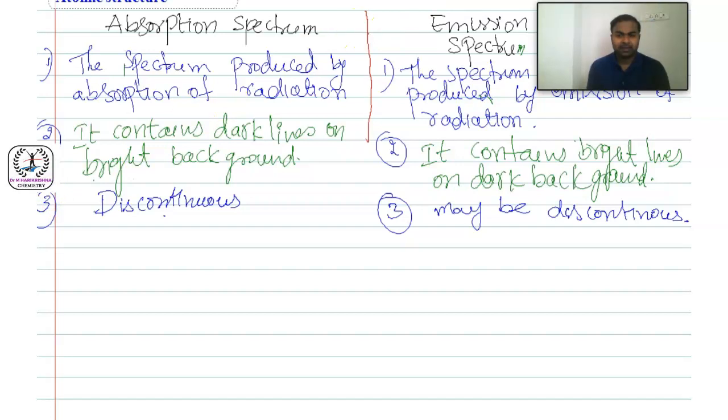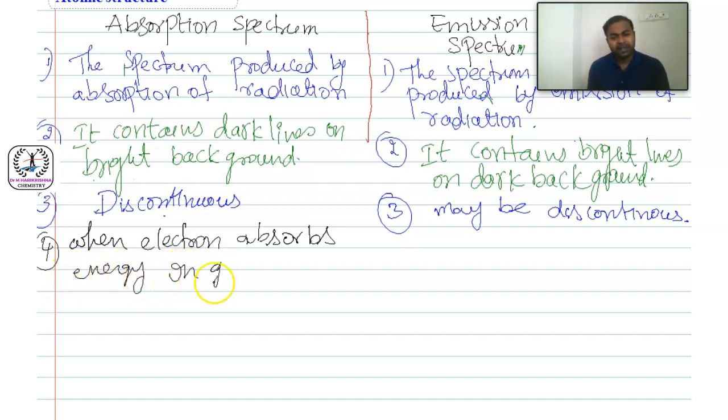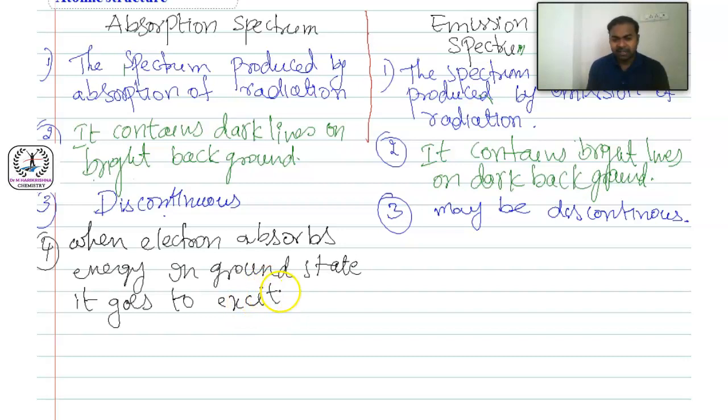Next point is, when the electron absorbs energy in a ground state, that means ground state means the E1 level, it goes to a higher energy level. Higher energy level means excited state. Then we can observe the absorption spectrum.